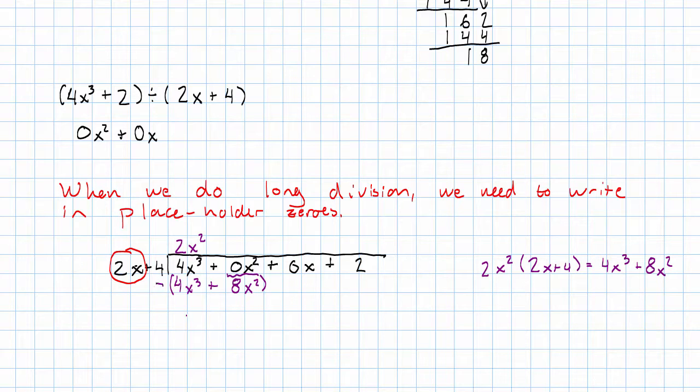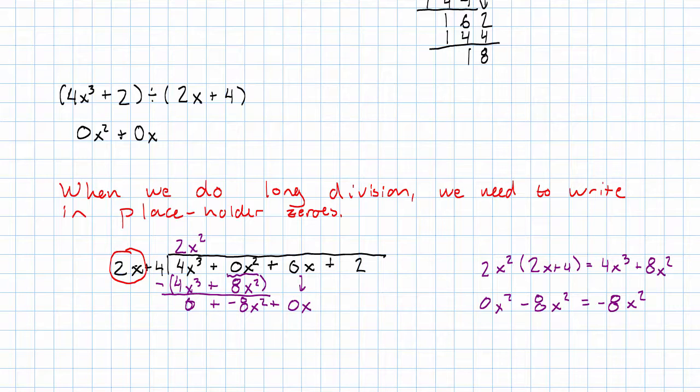Now we subtract. 4x to the third minus 4x to the third is 0. 0x squared minus 8x squared. Well, 0 minus 8 is negative 8x squared. Okay. Now we bring down the next term. Notice the next term happens to be a 0. So we'll have plus 0x.